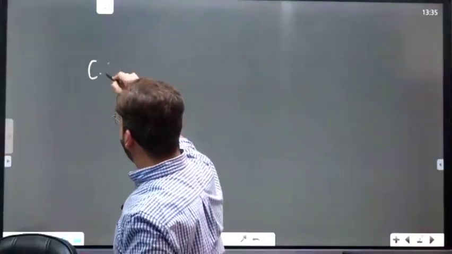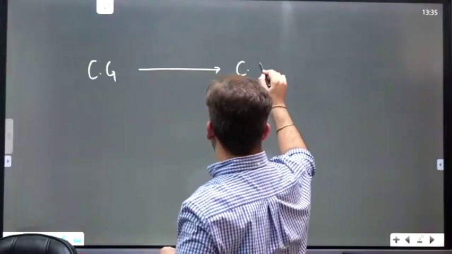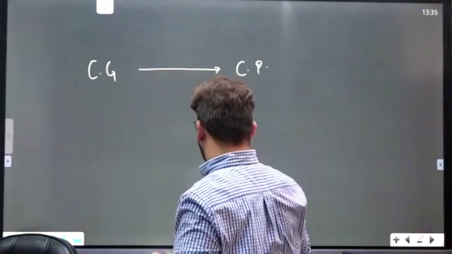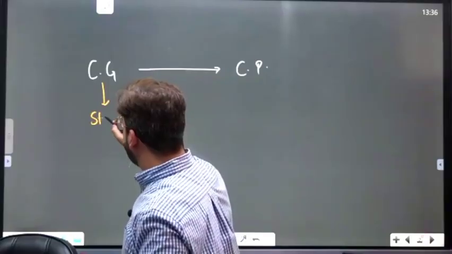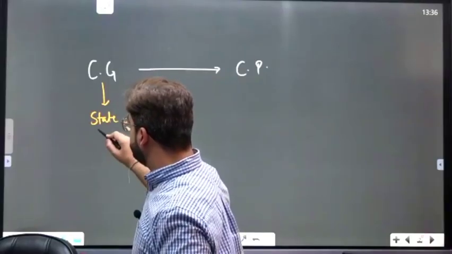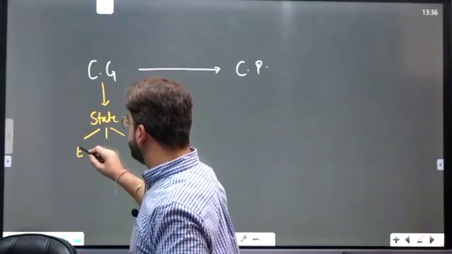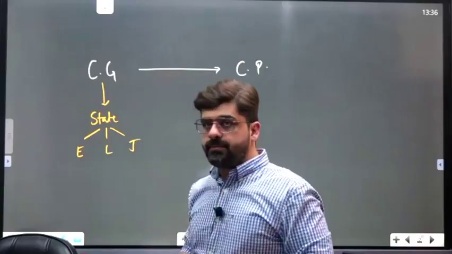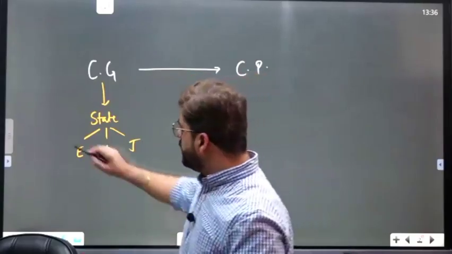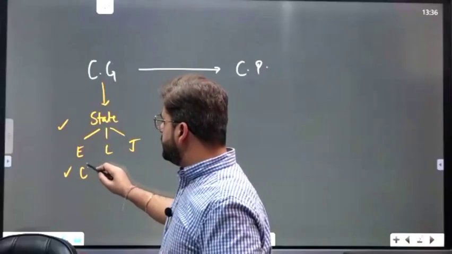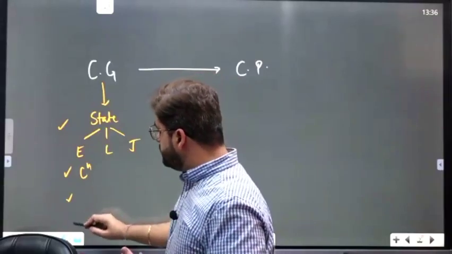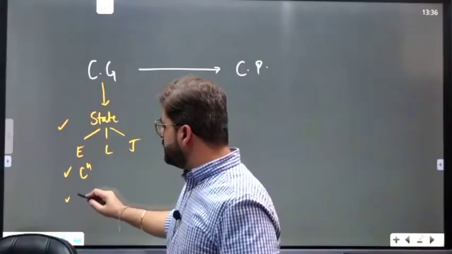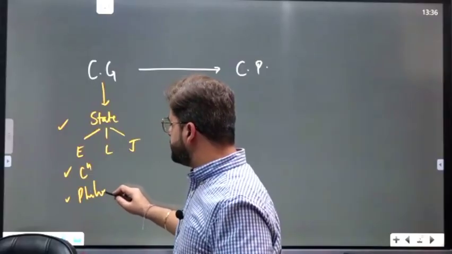The moment I make a transition from comparative government to comparative politics, what I have basically done is, here I was either studying the state, within the state I was studying the executive, legislature, judiciary. I was studying this, or I was studying simply the constitutions, or the larger emphasis was on, let's try to understand the philosophy of things.